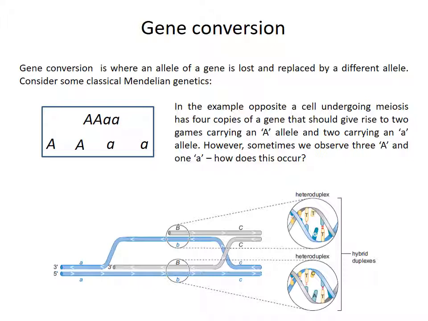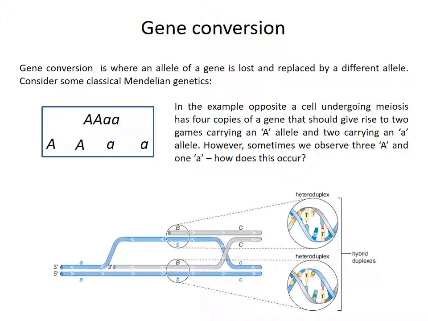classic Mendelian genetics tells us that when we get dissociation of these alleles, each of the gametes will carry either large A or small a. However, there is a phenomenon known as gene conversion where we sometimes observe that rather than this dissociation of alleles being even, we end up with three large A's and one small a, or three small a's and one large A. So how is this occurring?